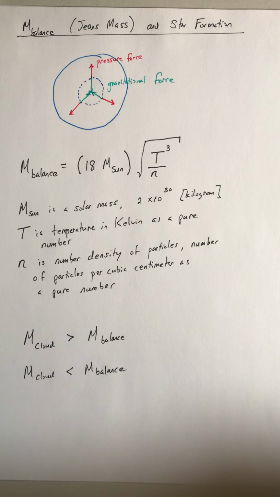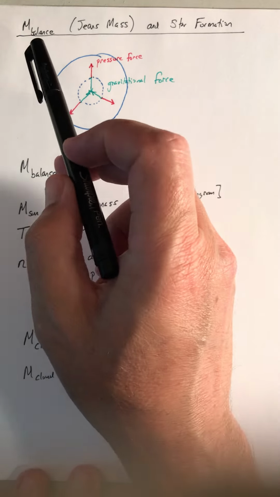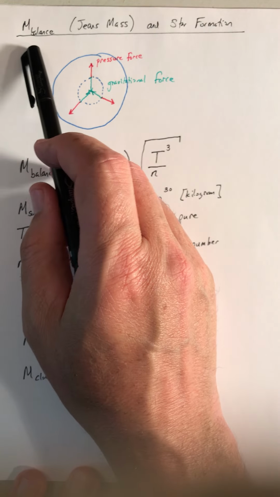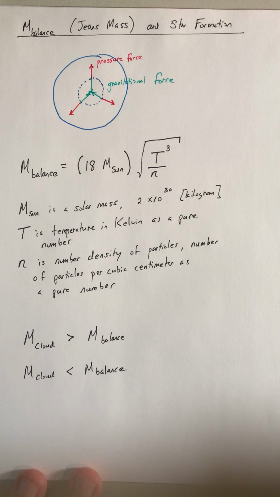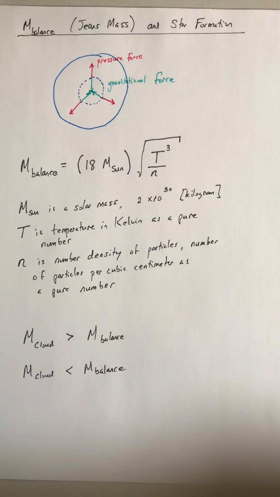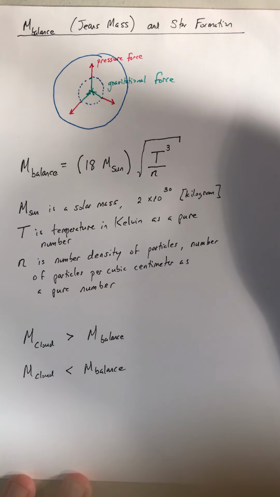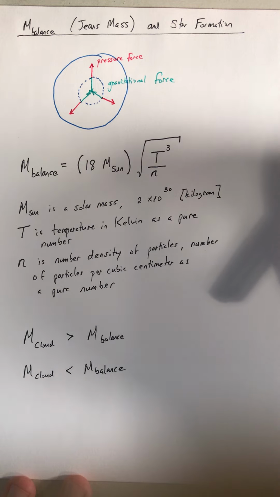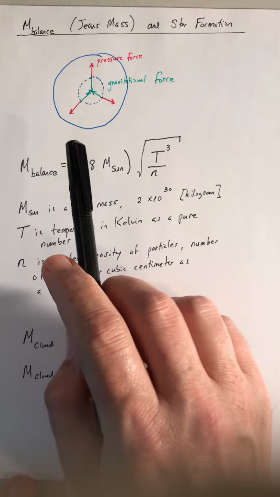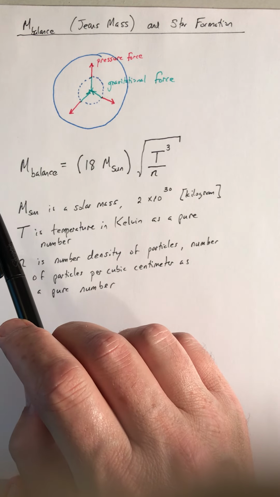I'm going to talk about what ordinarily in astronomy is referred to as a Jeans mass. Your textbook refers to it as the mass that can be in balance, so M sub balance. And this relates to star formation and relates to structures that we see in the sky that are in gravitational equilibrium. It could be molecular clouds, it could be nebulae, it could be stars themselves.